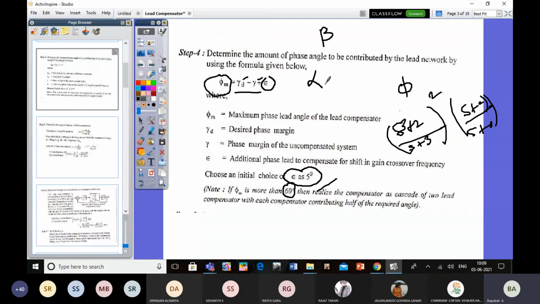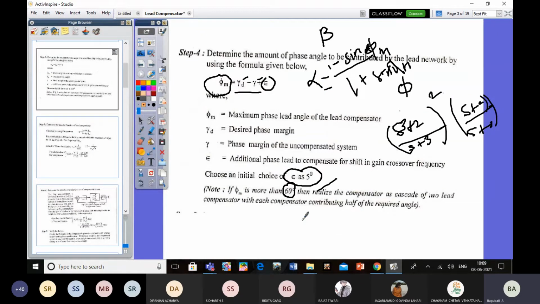How to determine alpha? Alpha is equal to (1 minus sine phi m) divided by (1 plus sine phi m). We have that phi m value, yes, we already calculated. What is the angle contributed by the lead compensator? Directly you can substitute, and you will get the value of alpha. Okay, dear, once you get the value of alpha, remember, alpha is called the gain.